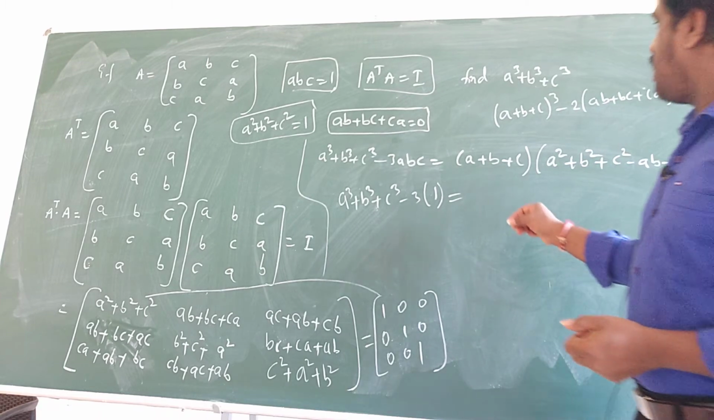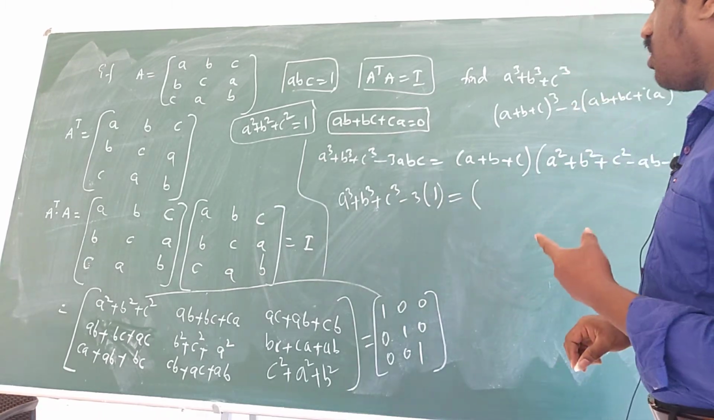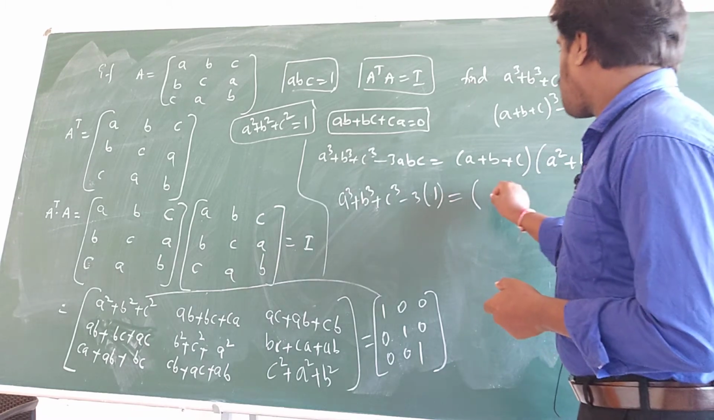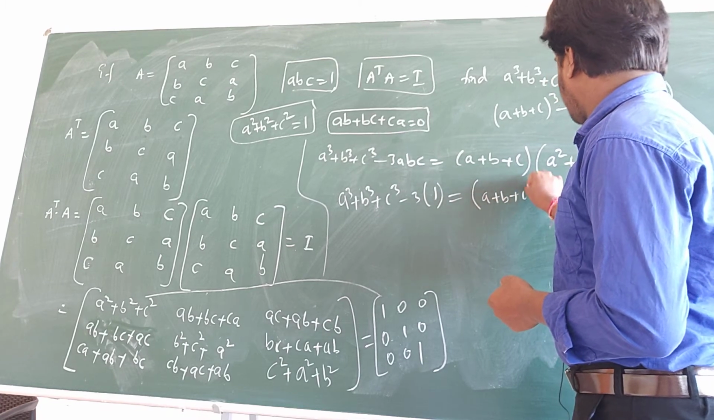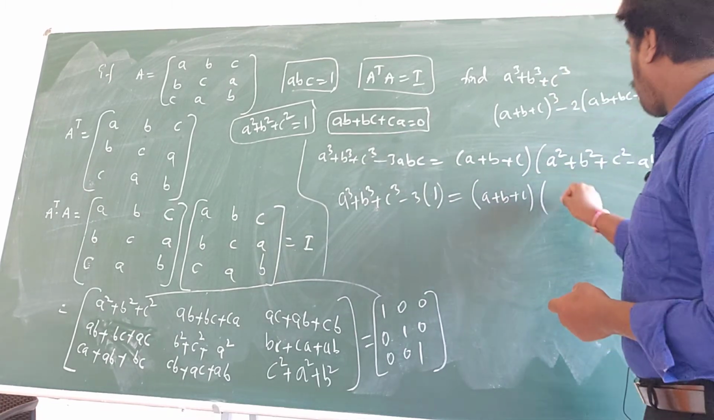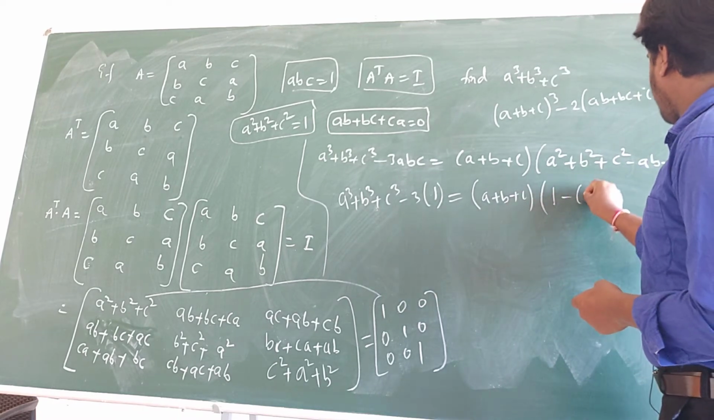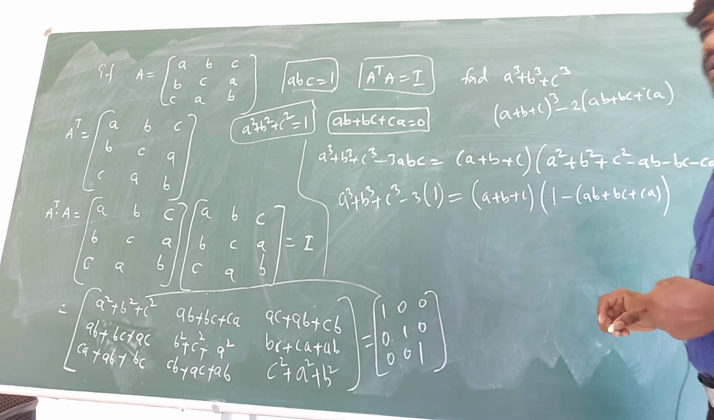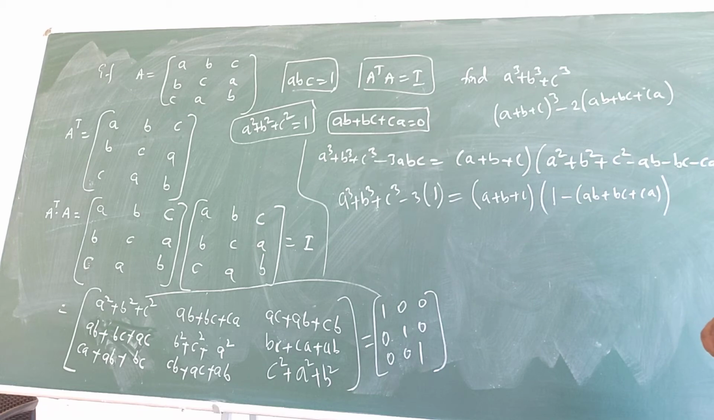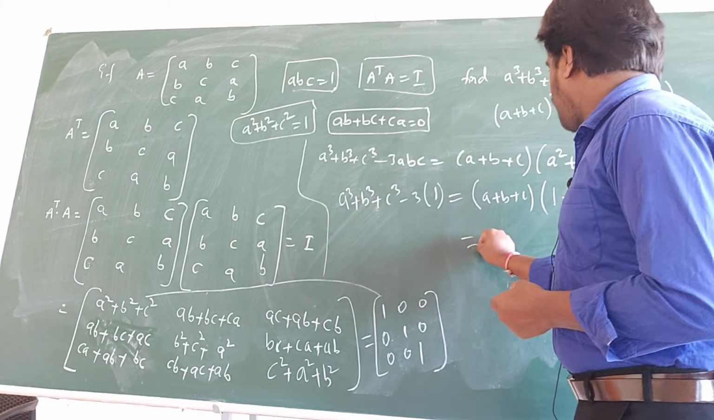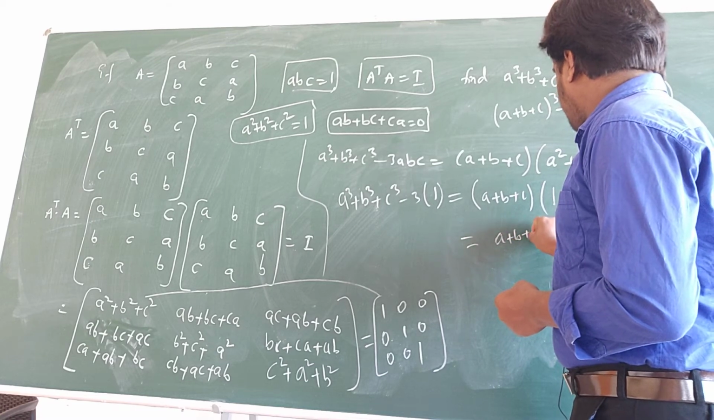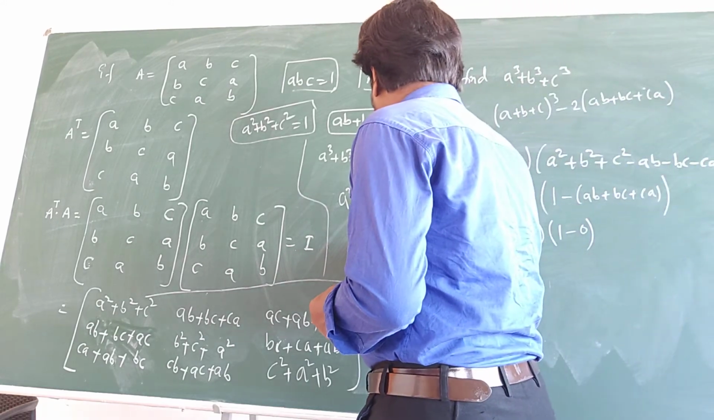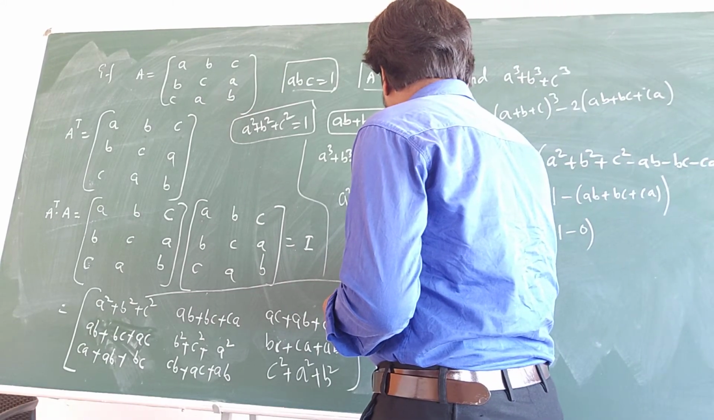Okay, A + B + C is how much? We didn't get anything, so A + B + C stays as it is. A² + B² + C² is 1. If I take the minus common, AB + BC + CA, what is its value? 0. So this is (A + B + C) into (1 − 0), which equals A³ + B³ + C³.